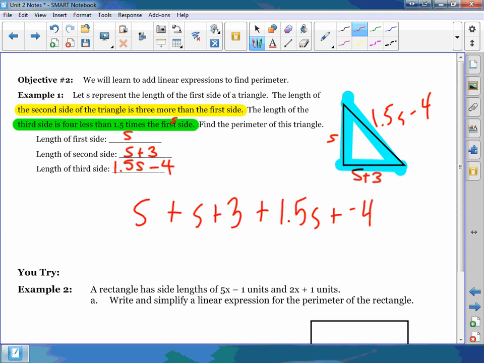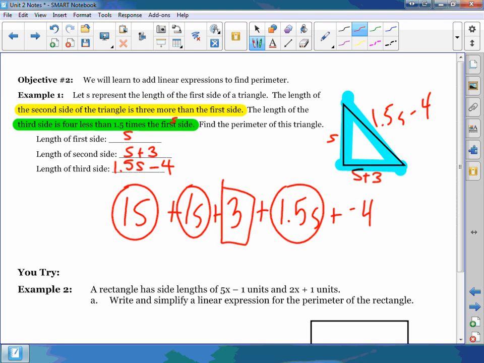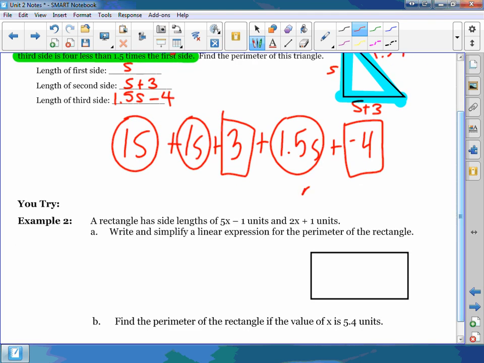The simplified expression is just get to your like terms all joined together. So 1S, 1S, 1.5S. So your like terms are here, here, here. Your constant terms here and here. What is all that going to combine to equal when we combine like terms? Let's get this one before we go. What do you have, Natalie? It is 3.5S plus a negative 1.